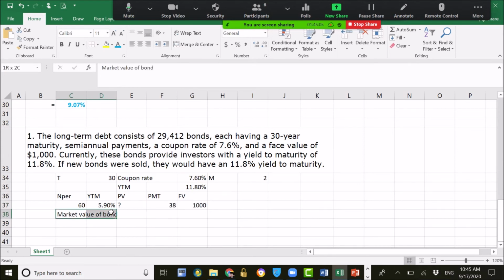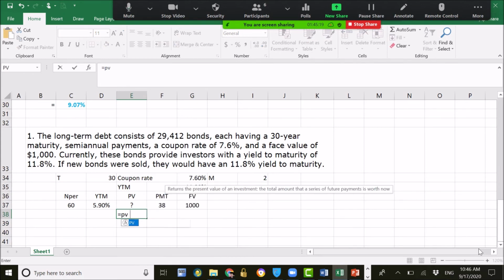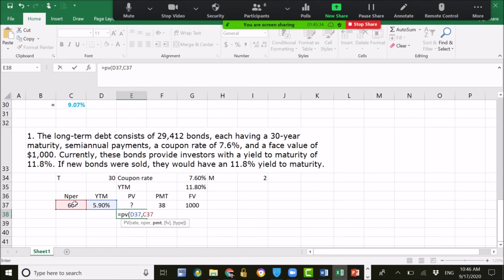Our goal is to find the value of the bond. Let me put it in a nicer way. So here I have PV, with rate, NPER, PMT, and future value. So what is the price of the bond? This is the price of the bond, but what is our objective?